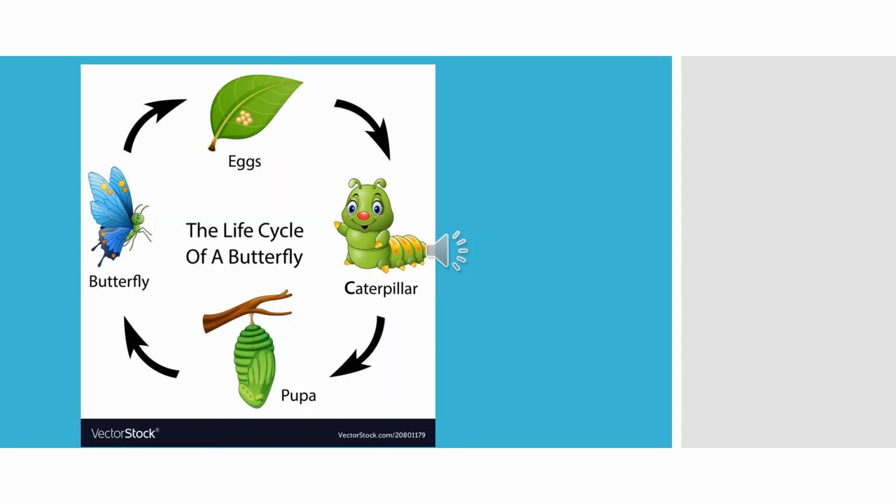Now we move on to the life cycle of a butterfly. A butterfly lays eggs, then you get a caterpillar and a pupa or chrysalis, fancy name, and then out of the pupa a butterfly hatches again. And so the cycle continues.